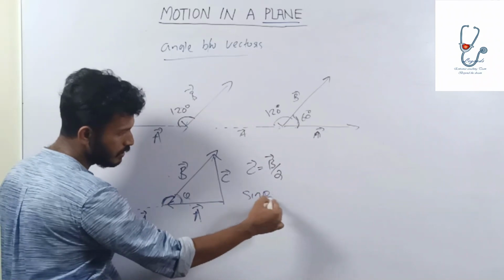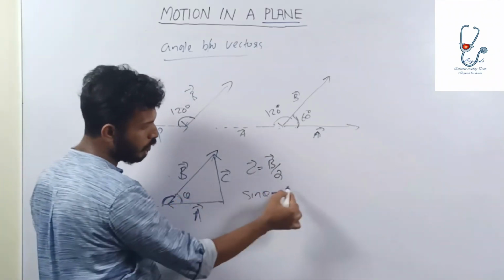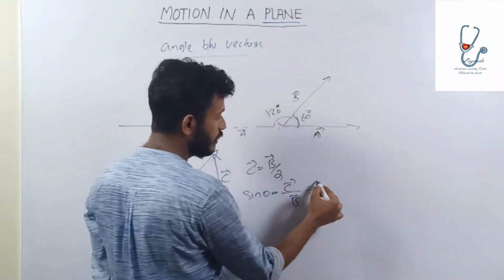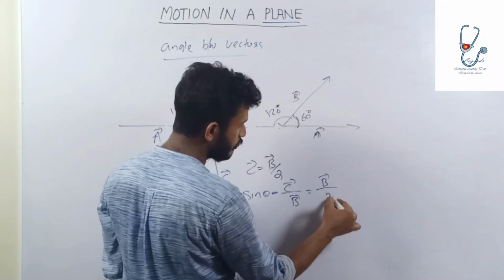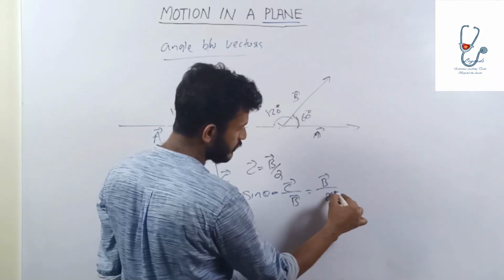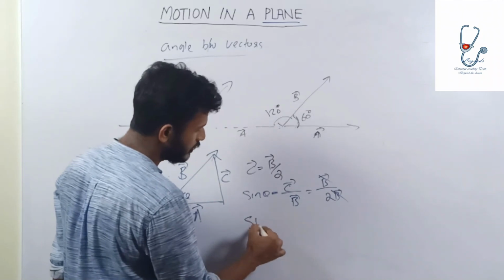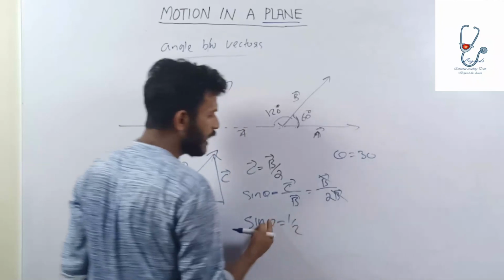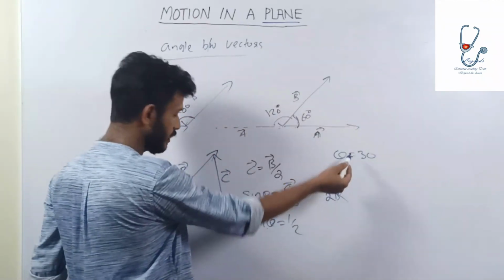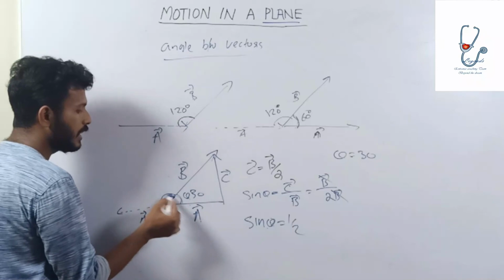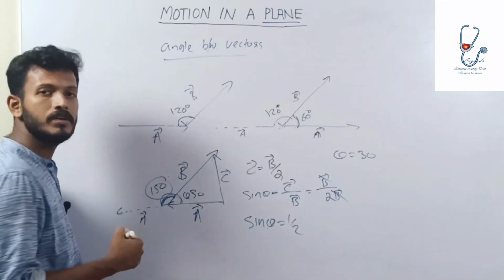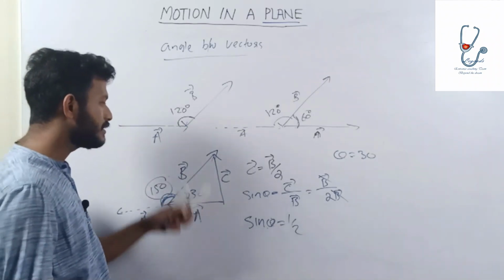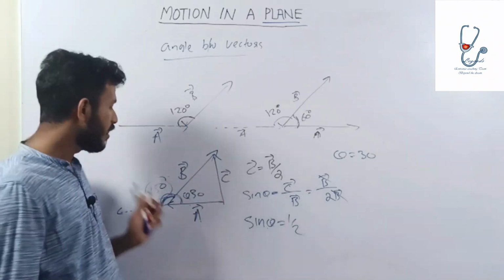What is sine theta? Sine theta is equal to vector C divided by hypotenuse, vector B. What is vector C? It is vector B by 2. Already there is vector B, so vector B gets cancelled. Sin theta equal to 1 by 2. What is then theta? Theta 30. Sin 30 is 1 by 2. So theta is 30. Clear. So this angle is 30. Then what is this angle? 150, because total is 180. If this is 30, this is 150. Okay. So angle between vector A and vector B is 150.